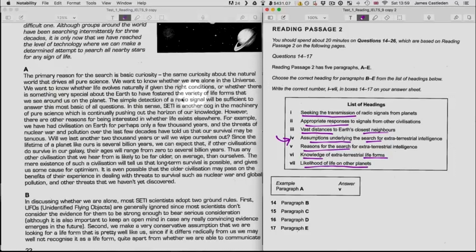Okay, so now we're going to be looking at underlining the keywords. Remember the first paragraph as well, the first line of each paragraph. So the primary reason for the search is basic curiosity. Okay, so this curiosity idea. Then we're looking for linking words. We want to know whether we're alone or whether... However, for example, very useful. There's a rhetorical question, that's useful. If clauses are useful, they're linking phrases. Thus, therefore, linking phrases.